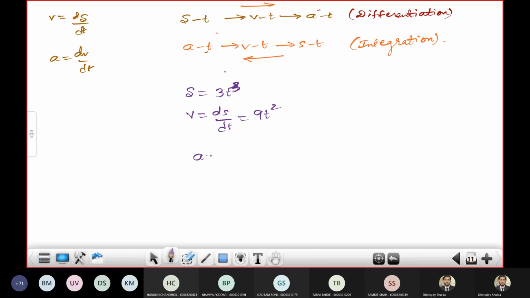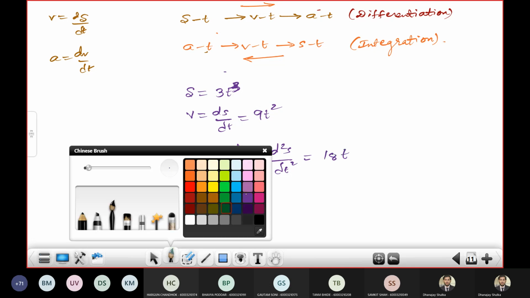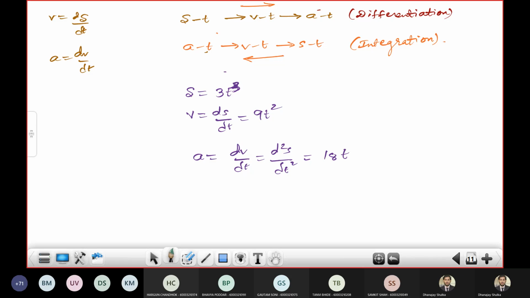What will I get for a? I know that is dv by dt, that is d2s by dt2, and I will get 18 into t. Am I clear? Yes, sir. Again, if I consider another example, let's say S is equal to t square, then what can I get? V as 2t, simply, and A as 2. Am I correct?